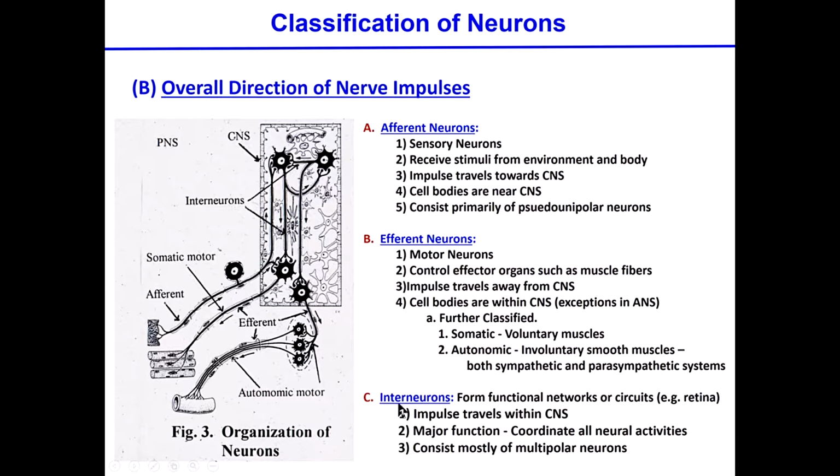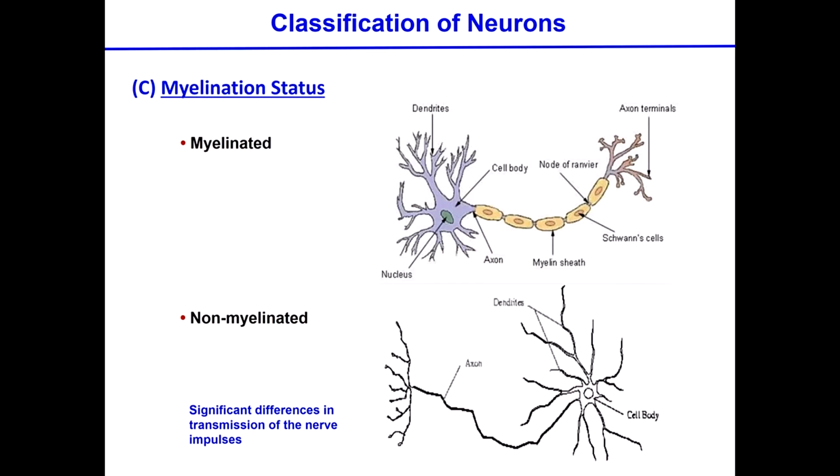And then there are the so-called interneurons, which are represented here as potential connections between the other types of neurons that I just mentioned before. And the major function is to coordinate the neural activity. So they stay in touch with the afferent and efferent, and then coordinate how the transmission of the signal is taken care of.